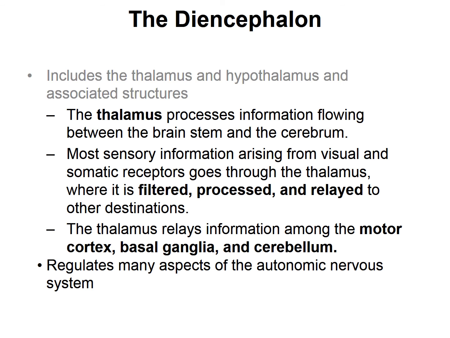The diencephalon processes information that flows between the brainstem and the cerebrum, in particular receives messages and sensory signals from the visual and the somatic receptors. It's at that point where information is processed and relayed on to other destinations. The diencephalon also plays a very important role in the aspects of the autonomic nervous system.